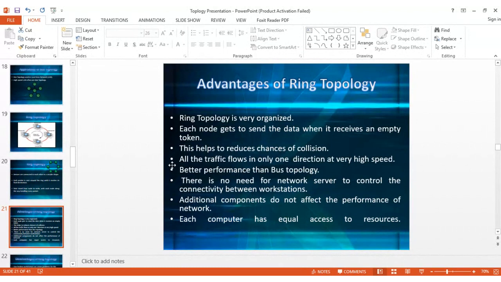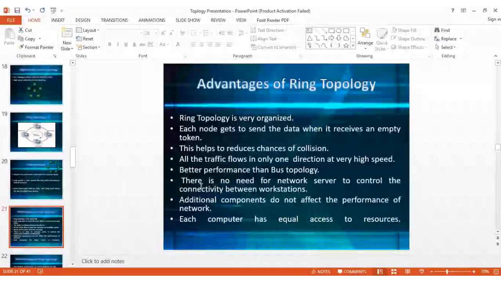And still another advantage now, there is no need for a network server to control the connectivity between the workstations. In the star topology, you require a server or a router, and these are very expensive. In this topology, you do not require that central device that is supposed to control all other nodes.